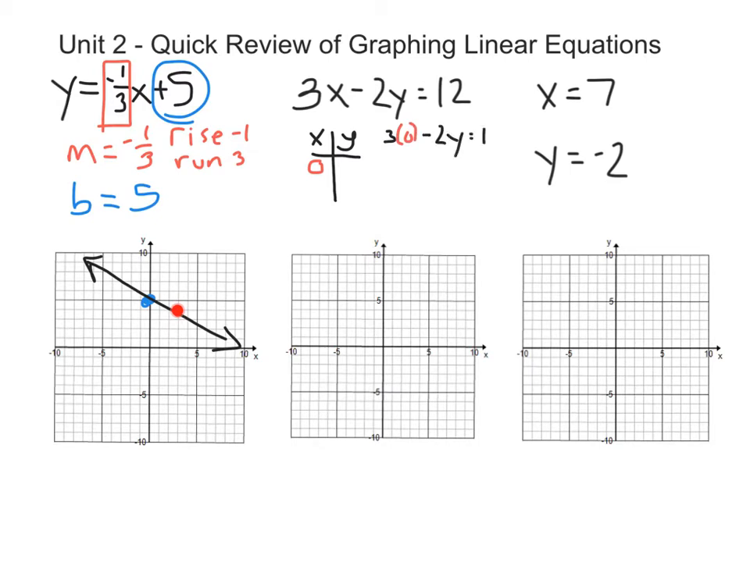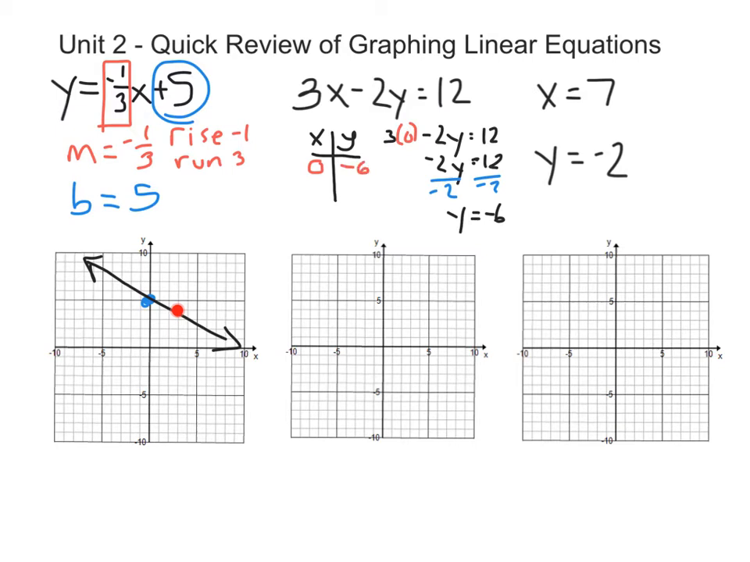I'm running out of space here. So 3 times 0 is 0, so what we're left with is negative 2y, be careful with that negative 2y equals 12. Negative 2y equals 12, we have to divide both sides by negative 2, and we are going to end up with y equals negative 6. So that is our y value when x is 0.